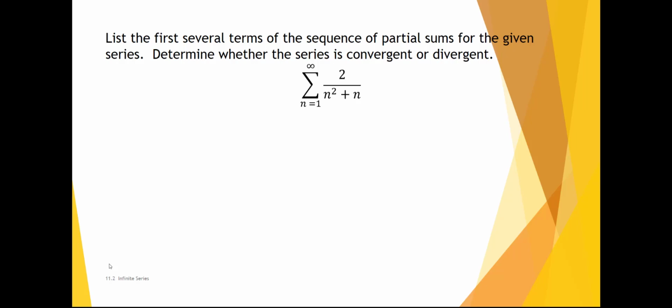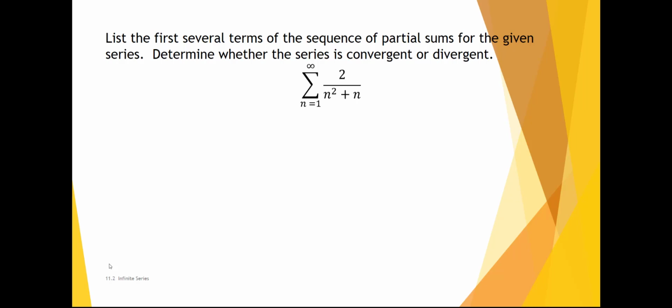In this example, we need to list the first several terms of the sequence of partial sums for the given series, and we need to determine whether the series is convergent or divergent. Our series is the sum from n equals 1 to infinity of 2 divided by n squared plus n.